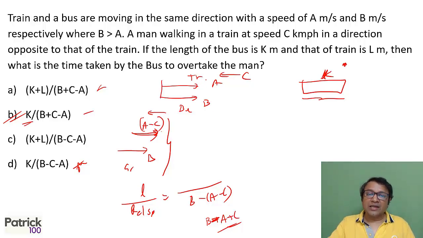I'll repeat this again. Since the train and the man go in the opposite direction, when I look at the ground, the train is going forward at A, the man is going backwards at C. So the net speed will be A minus C in this direction, whereas the speed of the bus is B. Because they're going in the same direction, the time taken to overtake is length upon relative speed. Length here is the length of the bus, because the bus has to overtake the man. Relative speed is the difference in speed, B minus A minus C. So if you calculate it, you will get the answer as B option.